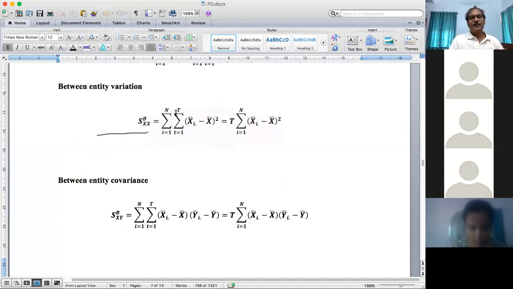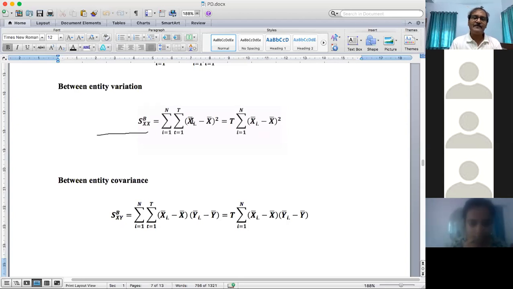Now look closely at this formulation. Here also we have taken a double sum: one, sum over i, second, sum over t. But if you look at the variables we are using here, x bar i dot minus x bar, what is x bar i dot? X bar i dot is a within group mean value. So this mean value varies across the cross-section units.